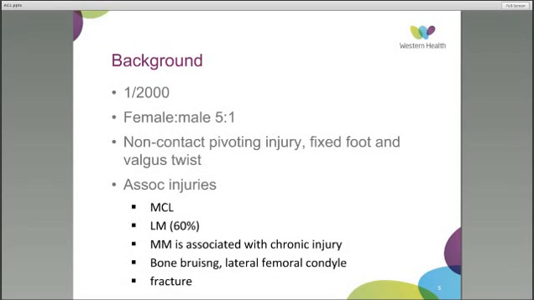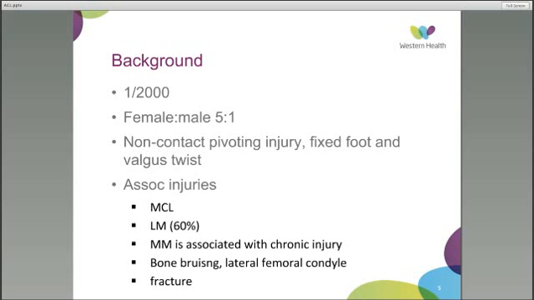A little bit of background on the incidence of cruciate ligament rupture. It's relatively common. It's more common in females, approximate ratio of 5 to 1, but this number varies significantly in the literature. It's a non-contact pivoting injury, often with the foot fixed to the ground and a valgus twist action. The reason for that female ratio is thought to be related to smaller ligaments, a smaller notch and a smaller knee, but also the relative valgus position of a woman's knee, especially when landing.